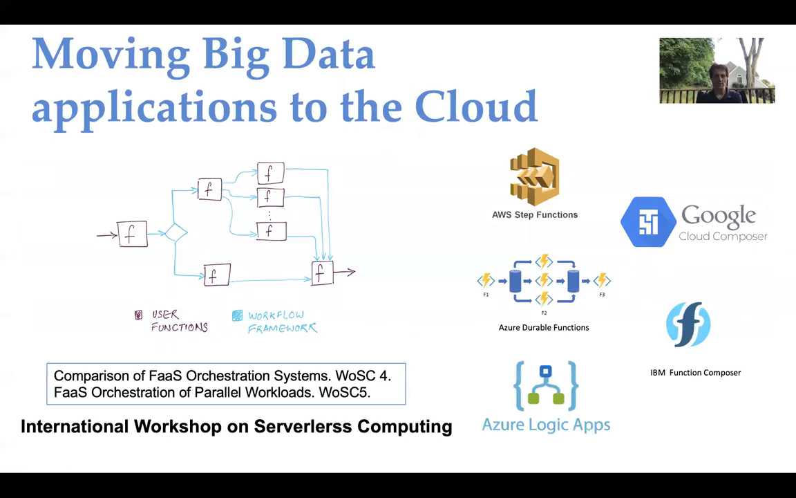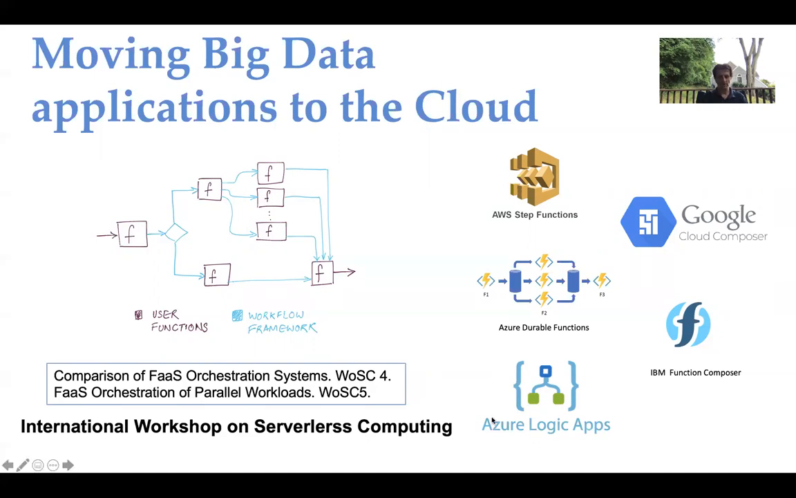When we move big data applications to the cloud, we need technologies that enable us to move these workflows, the life cycle of these applications, where you have, for example, conditionals, or parallel for joins like MapReduce works, and you continue, you have a workflow or a big data pipeline, and you want to move it to the cloud. So we first studied the different existing technologies in the cloud providers, like Step Functions, Durable Functions, Google Cloud Composer, IBM Function Composer, to see if they were good solutions to move these big data applications to the cloud or orchestrate serverful and serverless technologies.